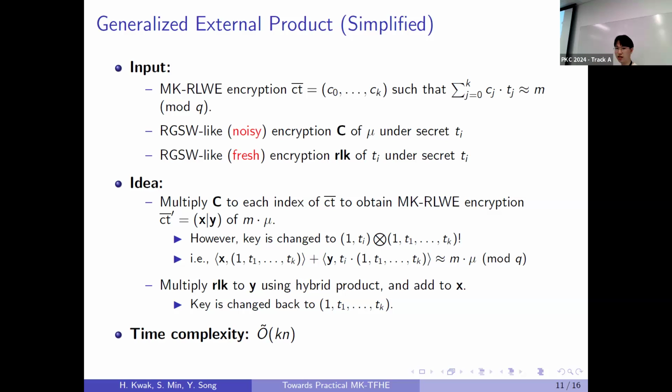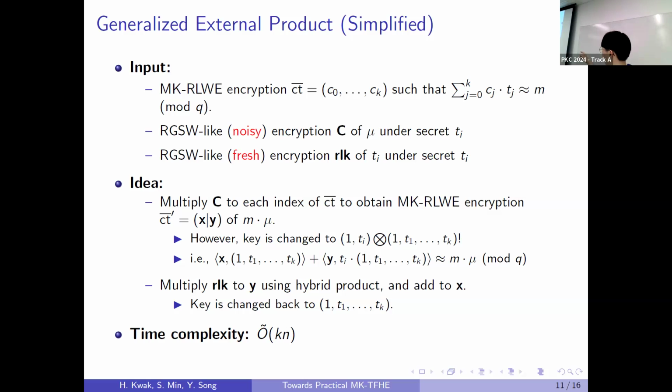But the problem is that the key is now changed to a tensor product of (1, t_i) and (1, t_1, ..., t_k). So we have to change the key back to (1, t_1, ..., t_k). Let's rephrase the resulting ciphertext as a concatenation of two vectors x and y, where x corresponds to the key (t_1, ..., t_k) and y corresponds to the key t_i times (1, t_1, ..., t_k). Then we can multiply the Relin key using the hybrid product to y and add it to x, and the key is changed back to (1, t_1, ..., t_k).